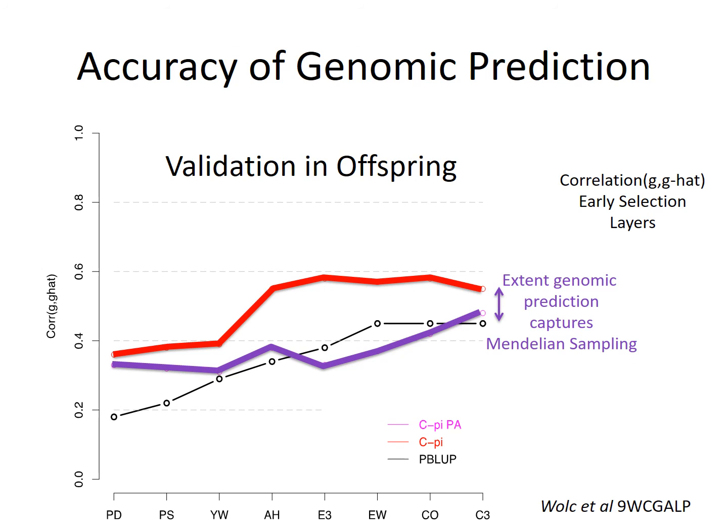And the purple line there represents what happens if we only used the parent average genotype and didn't account for the chance sampling, what we refer to as Mendelian sampling, that results in some individuals being better than we would expect relative to parent average, or worse than we would expect relative to parent average.